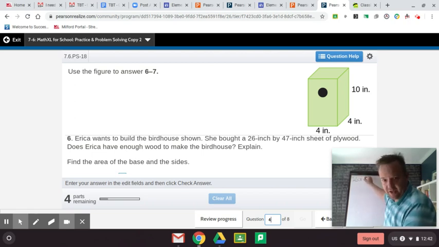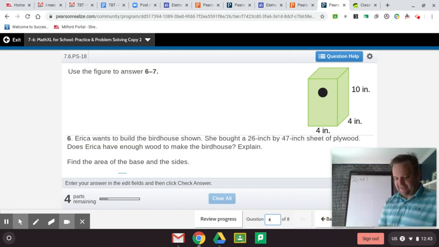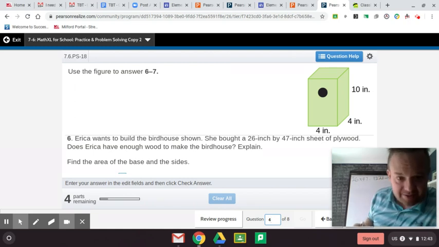26 times 47. Let me just figure that out real quick and have that established. We'll go back to this later. This is not the answer. This is just how many square inches of wood that Erica has to deal with.